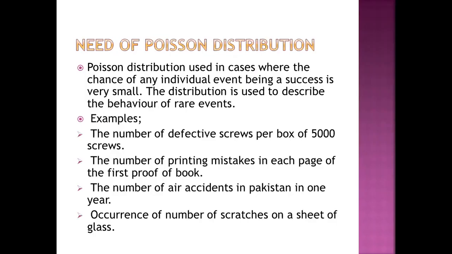So why is there a need for the Poisson distribution? Poisson distribution is used in cases where the chance of any individual event being a success is very small, and the distribution is said to describe the behavior of rare events. For example, the number of defective screws per box of 5,000 screws, the number of printing mistakes in each page of a book, the number of air accidents in Pakistan in 1 year, and the occurrence of the number of scratches on sheets of glass.